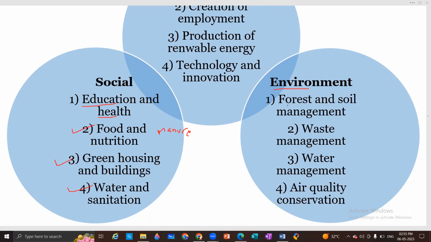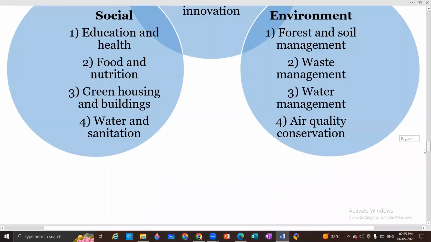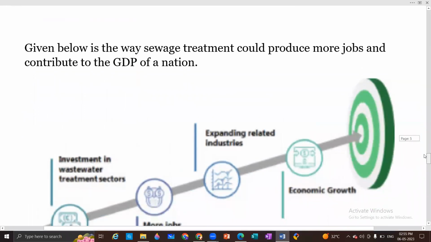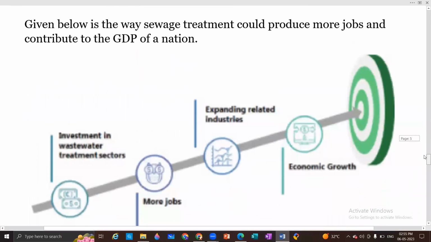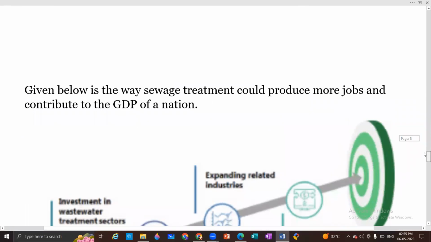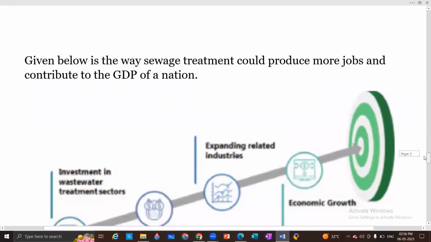Lastly, environment. It will help in forest and soil management, waste management, as we saw above, water management, and air quality conservation. Given below is the way in which sewage treatment plants could produce more jobs and contribute economically to the GDP of a nation.